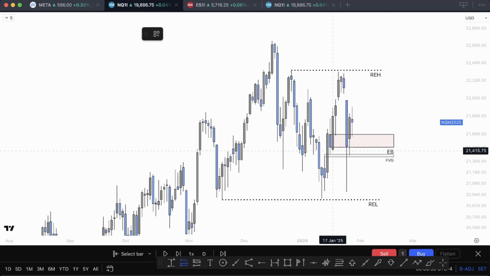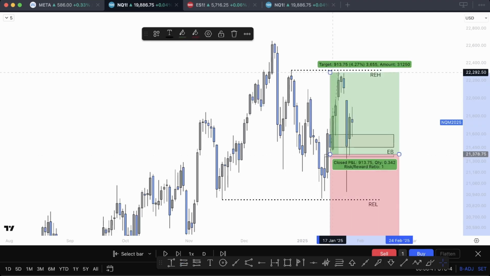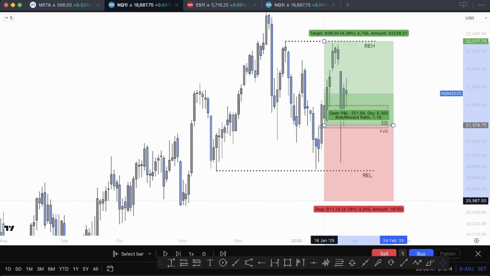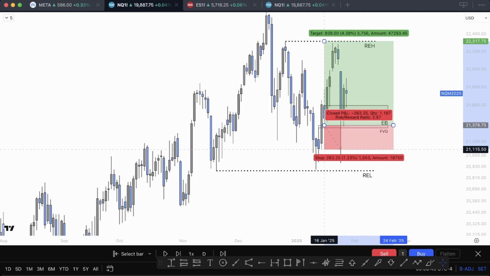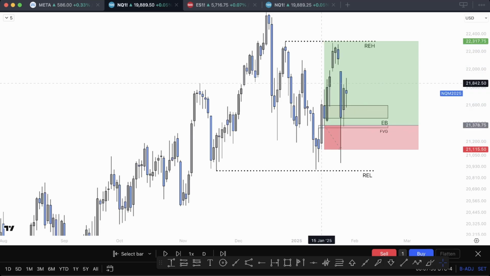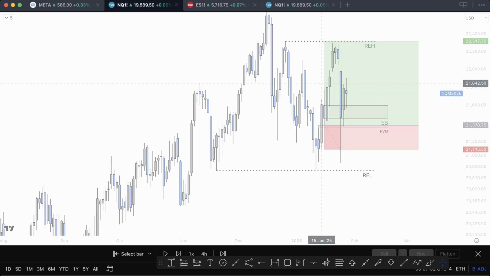I would look to put my entry at the start of the fair value gap, price target at the relative equal highs, with a stop loss at the low of the fair value gap candle. Now, as we can see here, it's a 3.57 risk to reward. If you were to enter this trade, your stop loss would only be about $5,200. Your price target would net you over $18,000. Therefore, that risk to reward is worth it 100% of the time. Now, let's go down to the 4-hour time frame to see how this plays out.